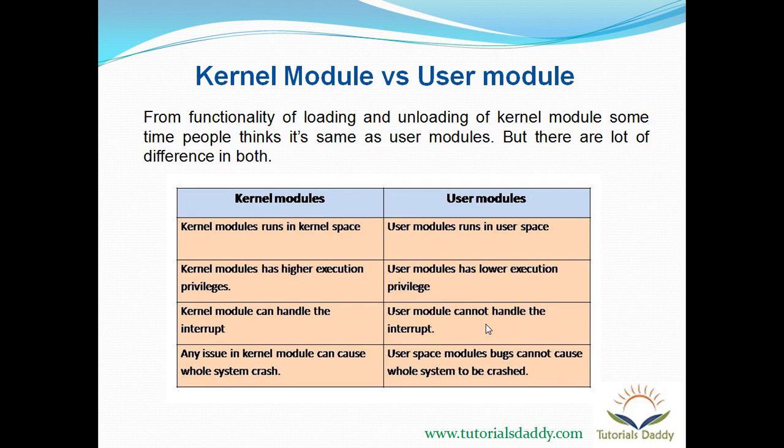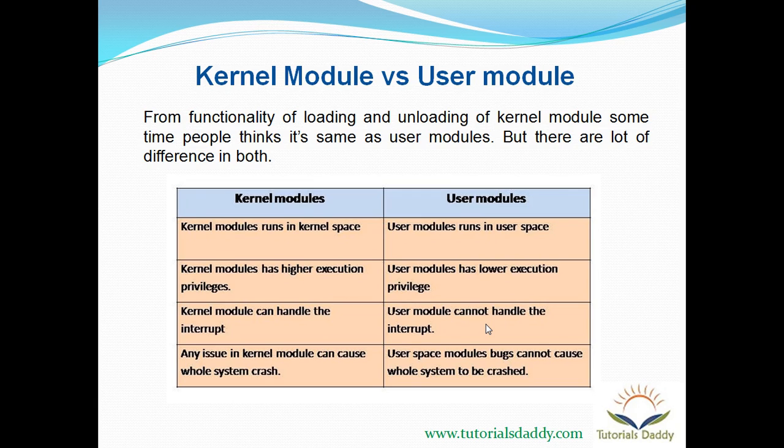User modules run in user space, which means they have access to only the user space memory. But kernel modules run in kernel space, so they have high privilege, which means they can access all the memory of the system. And a kernel module can handle interrupts. Your device might be generating some interrupt, so you can handle it in your driver. But a user space module cannot handle any interrupt.